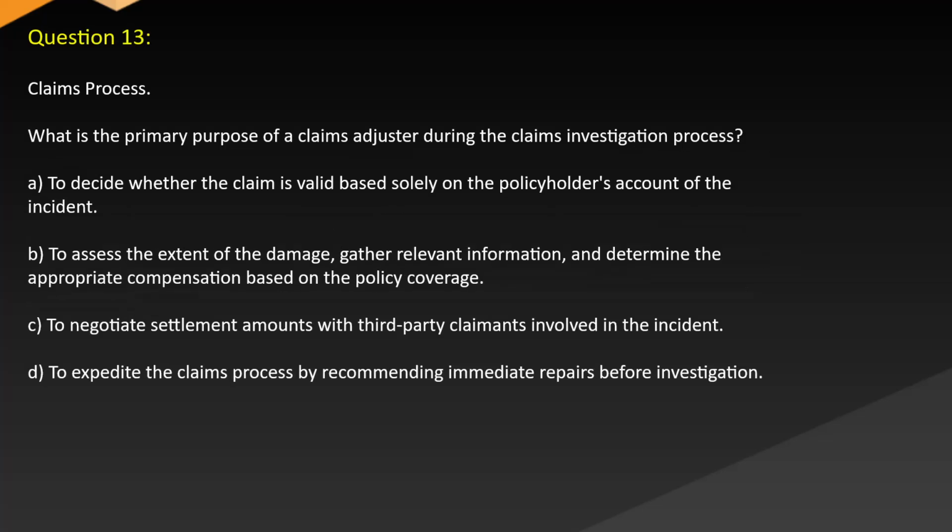Question 13. Claims process. What is the primary purpose of a claims adjuster during the claims investigation process? A. To decide whether the claim is valid based solely on the policyholder's account of the incident. B. To assess the extent of the damage, gather relevant information, and determine the appropriate compensation based on the policy coverage. C. To negotiate settlement amounts with third-party claimants involved in the incident. D. To expedite the claims process by recommending immediate repairs before investigation.